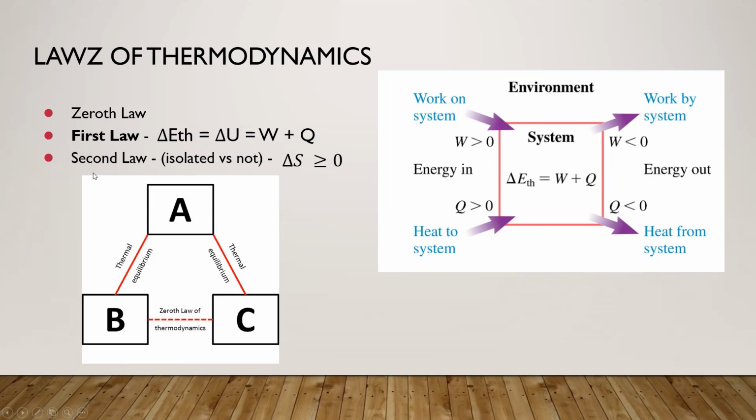Another important law of thermodynamics is the second law. The second law states that the change in entropy, which is the measure of randomness in a system, is greater than or equal to zero. So the entropy of a system always increases, or the change could be zero, but it cannot be negative. I don't think there will be problems related to this law. I'm just putting it here so that you can have some information.